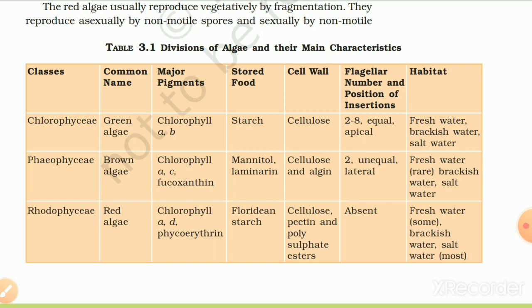Class Phaeophyceae, common name brown algae, major pigment chlorophyll a, c, fucoxanthin, stored food mannitol, laminarin, cell wall cellulose and algin, flagellar number and position of insertion 2 unequal lateral, habitat freshwater (rare), brackish water and salt water. Class Rhodophyceae, common name red algae, major pigment chlorophyll a, d, phycoerythrin, stored food floridean starch, cell wall cellulose, pectin and polysulfate esters. Flagella absent. Habitat freshwater (some), brackish water, salt water (most).